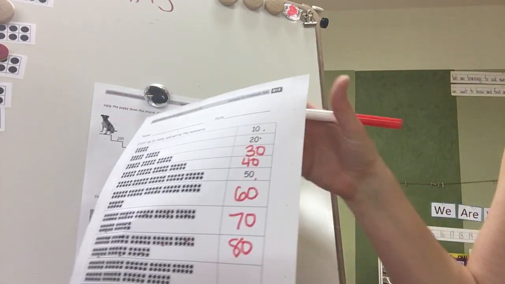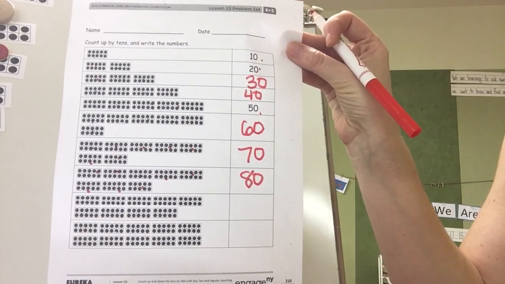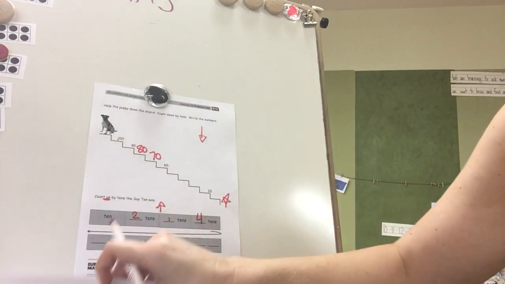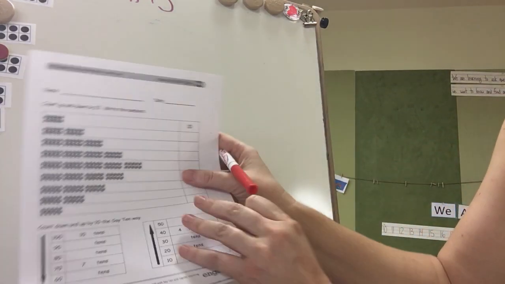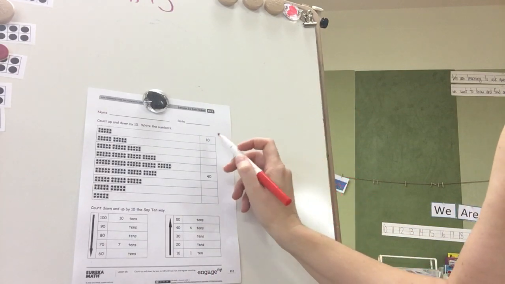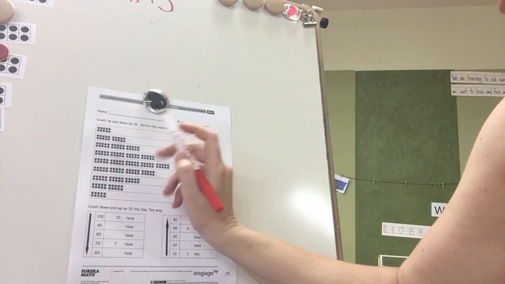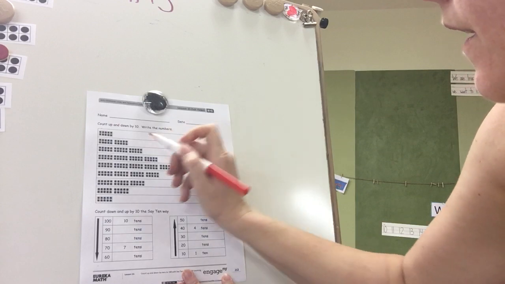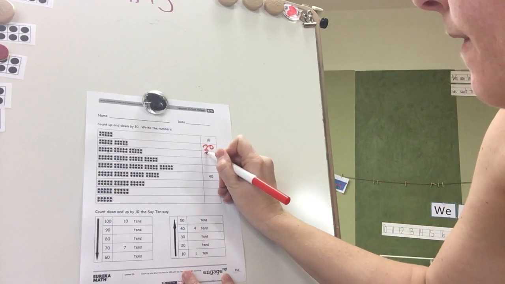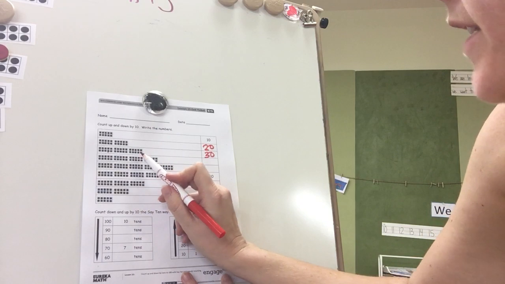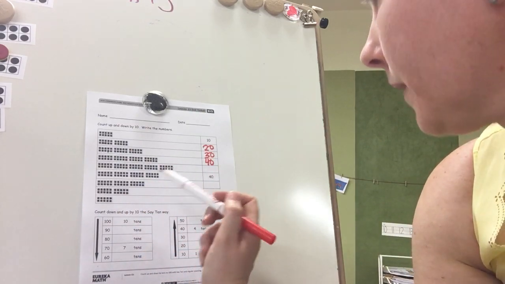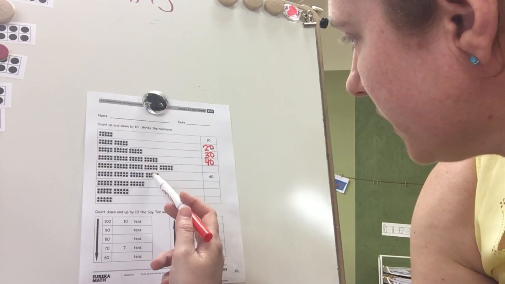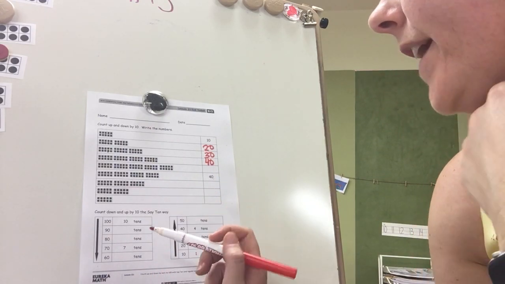Great, so first we did our ten frame counting. Then we did counting down by tens and counting up the Say Ten way. Now we have another page that looks just like this. 10, 20, 30, 40, 50, you write 50. Then 1 ten, 2 tens, 3 tens, 4 tens, already written for you, and then do the last three.